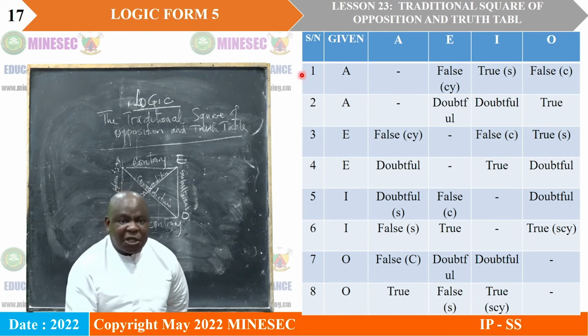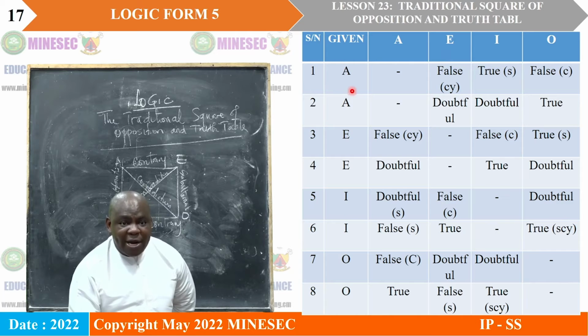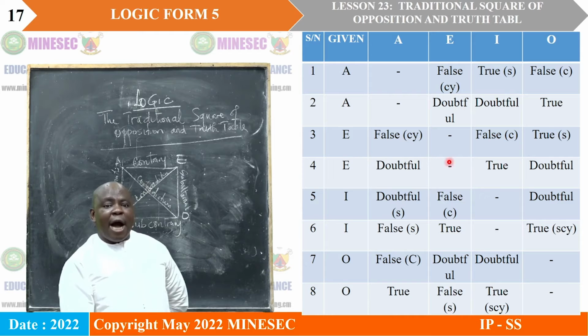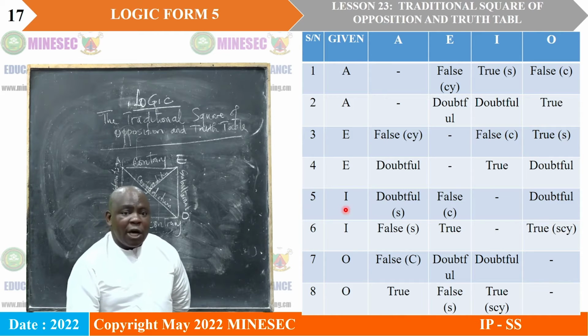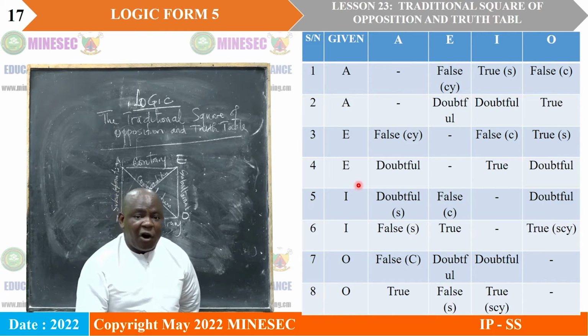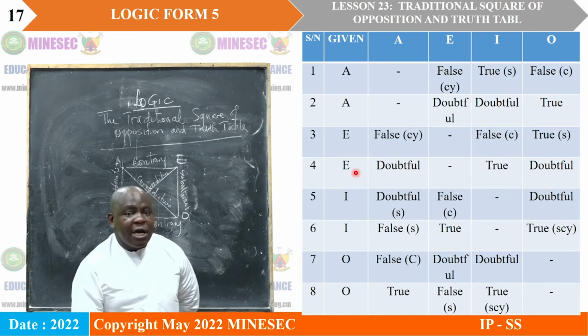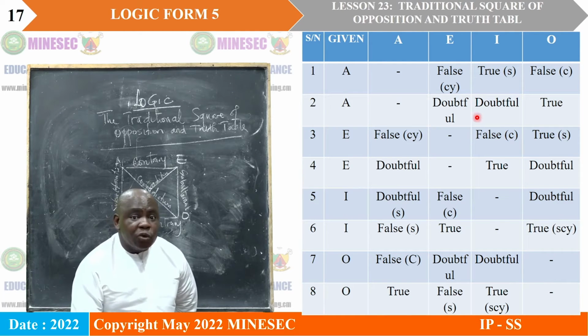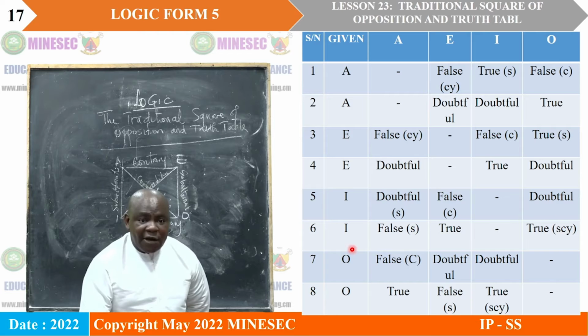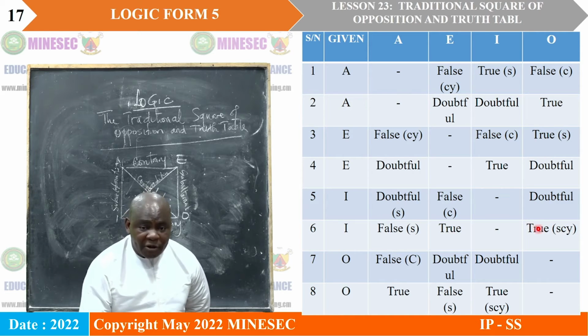Now, relationship between A and O: when A is given as true, O will be false. If A is given as false, O will be true. If E is given as true, O will be true. When E is given as false, O will be doubtful. If I is given as true, O will be doubtful. If I is given as false, O will be true.